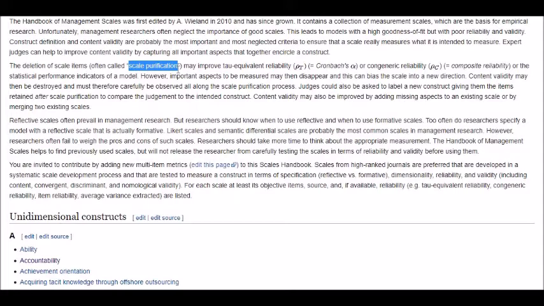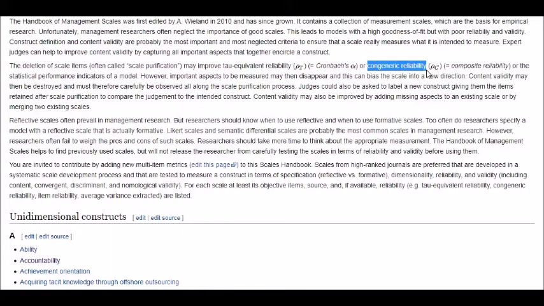So how do you go? May improve tau equivalent, and we will see later on in one of the videos, wherein I'm discussing the reliability as well as the validity, we will come across scale purification also. Now, may improve tau equivalent reliability, this one, which is equal to Cronbach's alpha, and there is another reliability which is called the congeneric reliability.